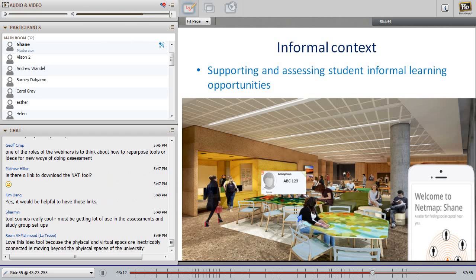And what they're working on. So if there are other people in the building working on ABC 1, 2, 3, or someone who's done ABC 1, 2, 3, this student here would be able to see them if they've logged into NetMap.